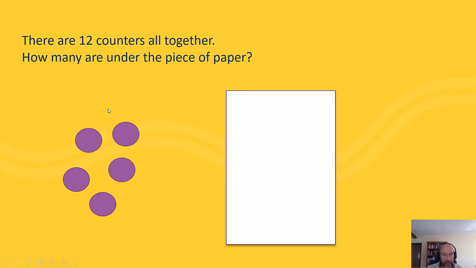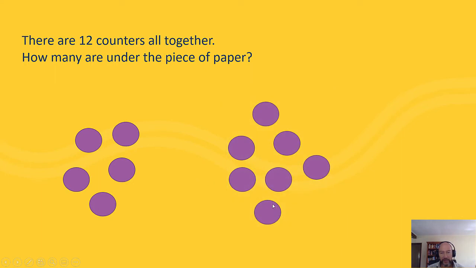You can progress this again. There are 12 counters altogether. How many are under the piece of paper? I'll let you work that out very quickly. Okay, so maybe you went 1, 2, 3, 4, 5 dots there. That means another 5 will get us to 10 and another 2 to 12. So 5, 6, 7. That's really good.